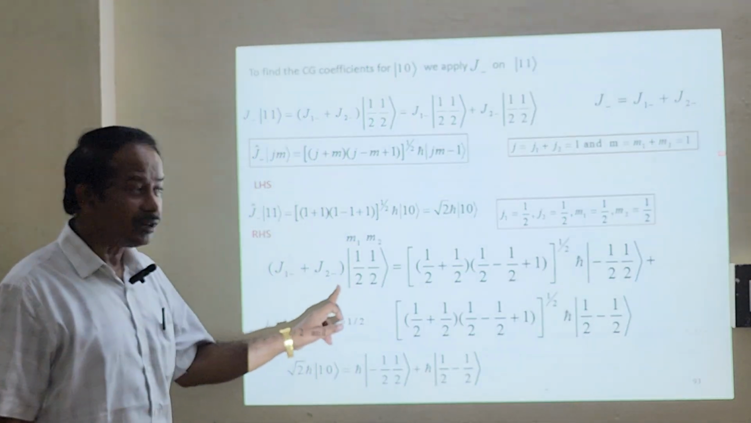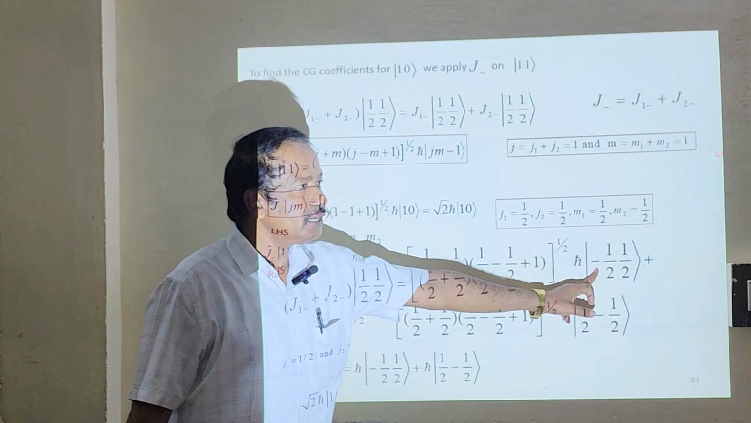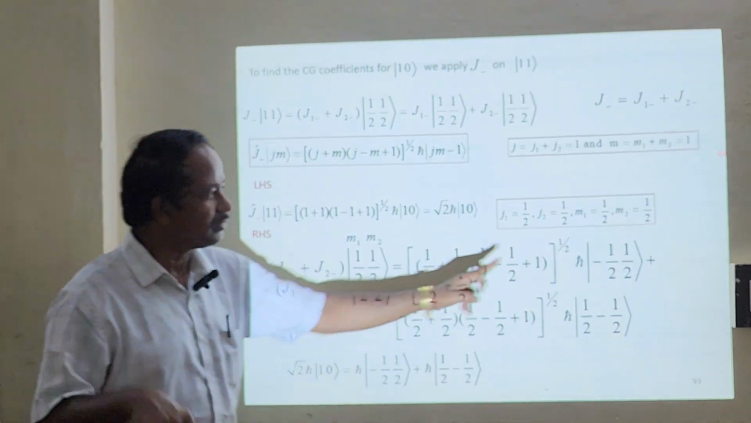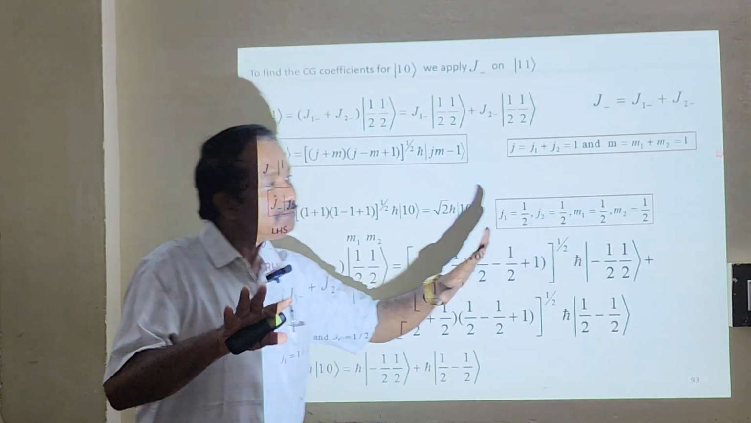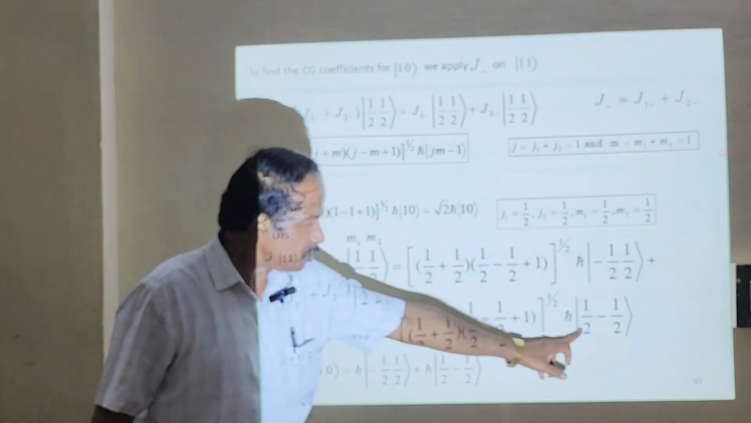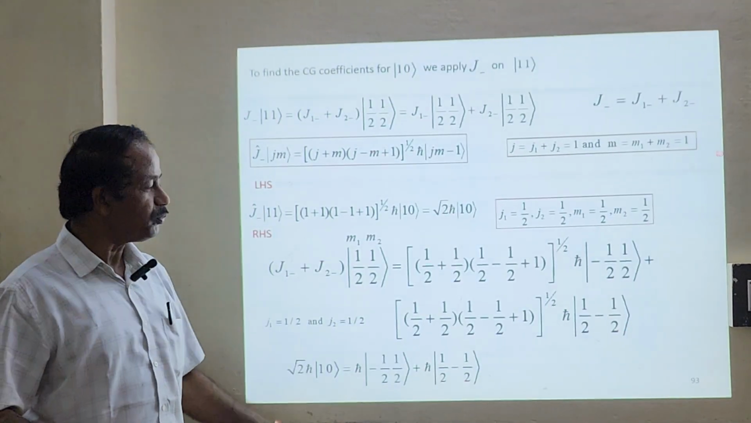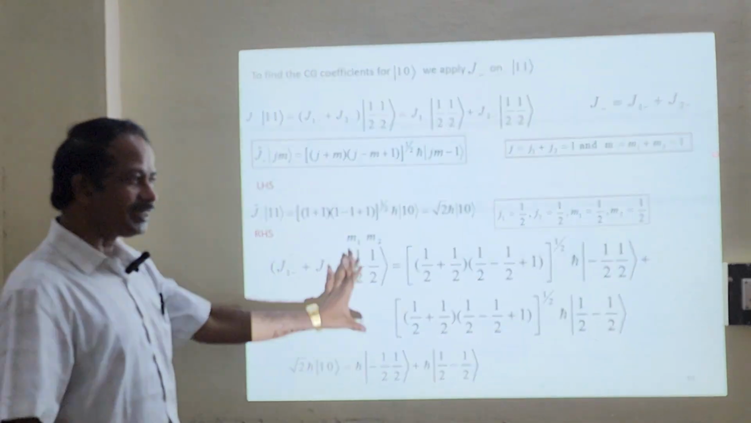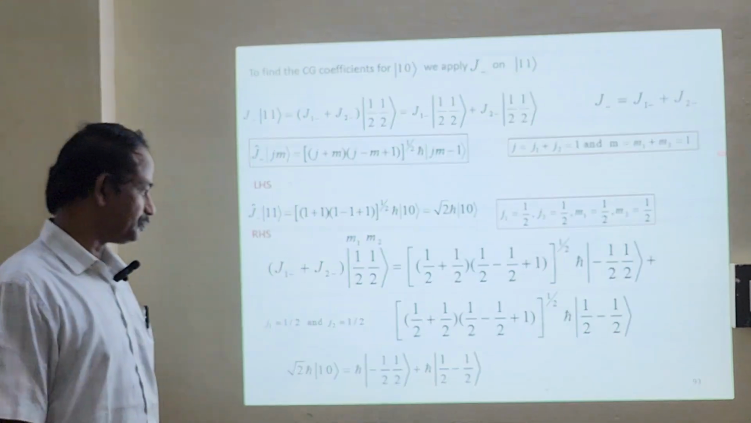The lowering operator operating on m1 will give you m1 minus 1. So 1/2 minus 1 is minus 1/2. m2 will remain the same. Here m1 will remain the same, and m2 will change into m2 minus 1, so 1/2 minus 1 is minus 1/2. Is it clear? Very, very important.